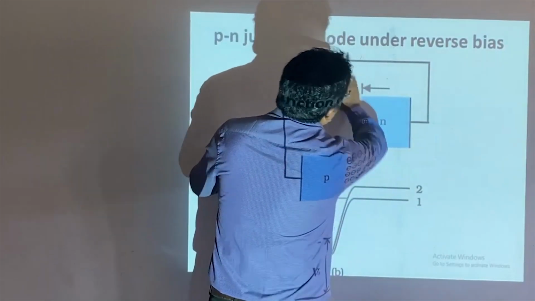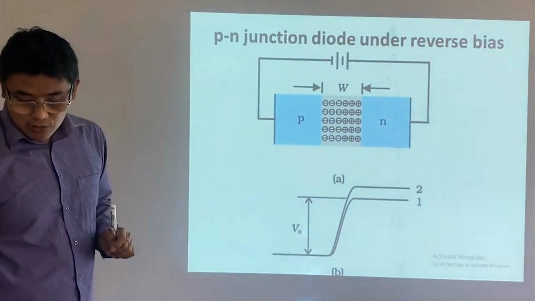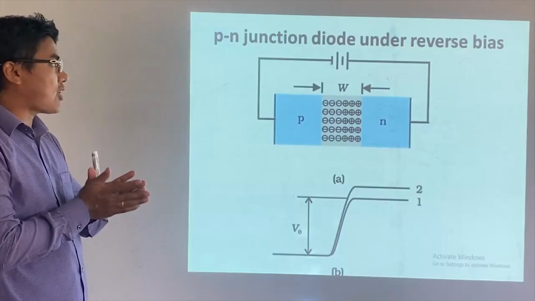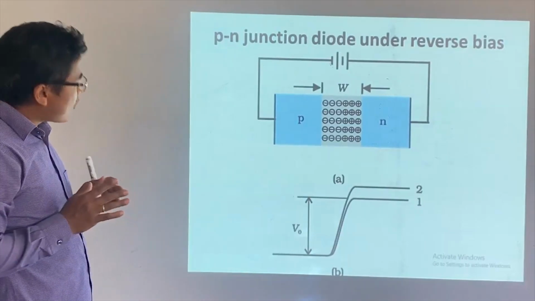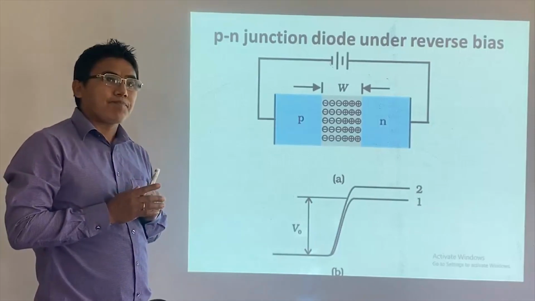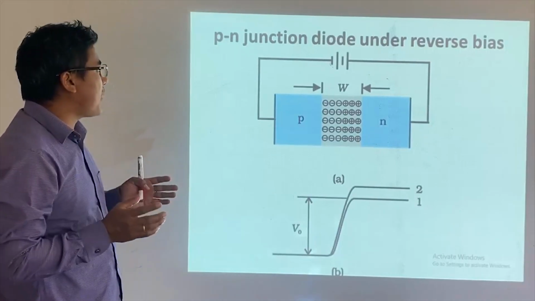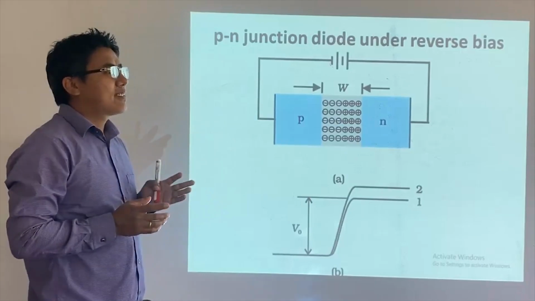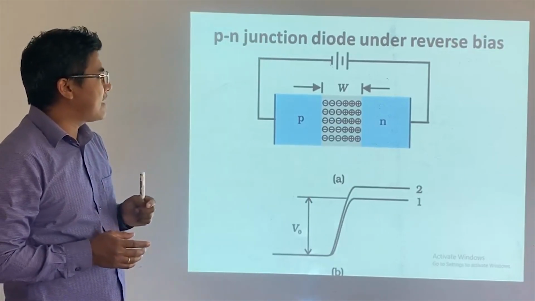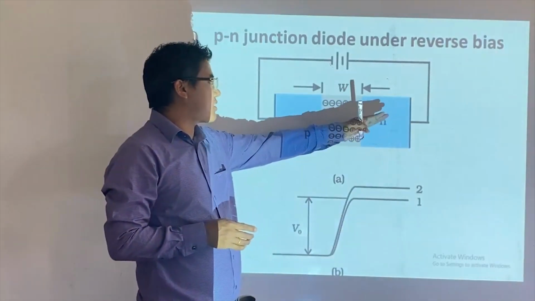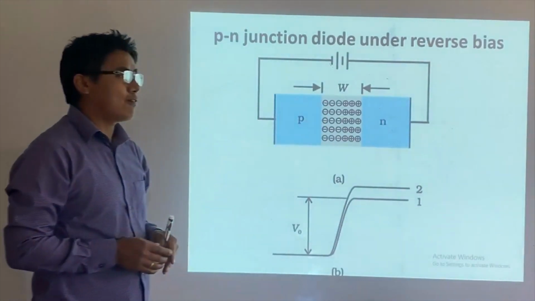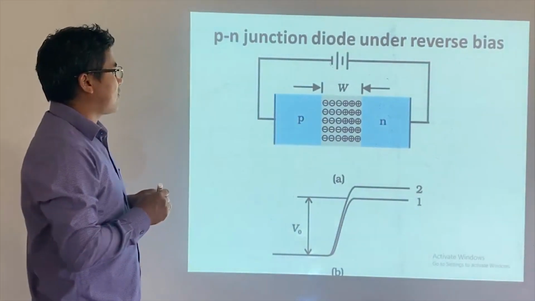Way of applying voltage to a PN junction diode. So in case of PN junction diode, that is PN junction diode under reverse bias. It is said to be reverse bias if the P-type semiconductor is connected to the negative terminal of the cell, and the N-type terminal of the diode is connected to the positive terminal of the cell, right? So this is what we have.